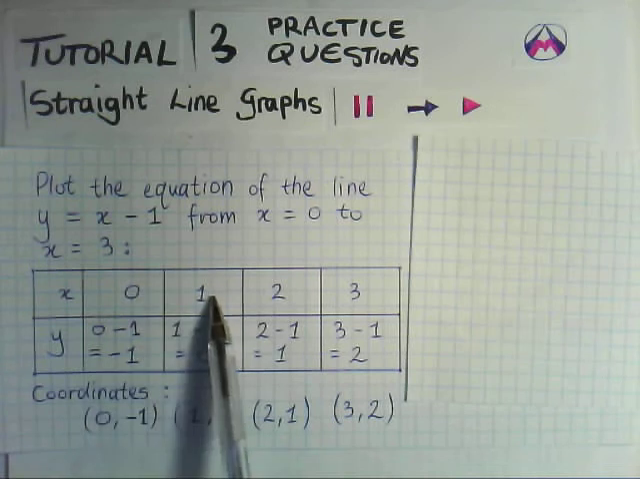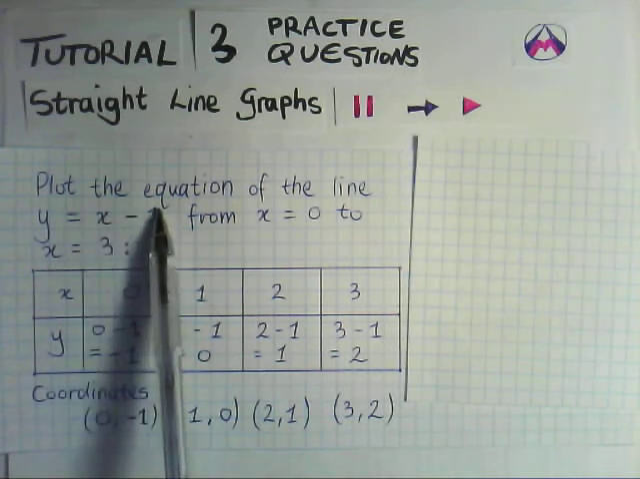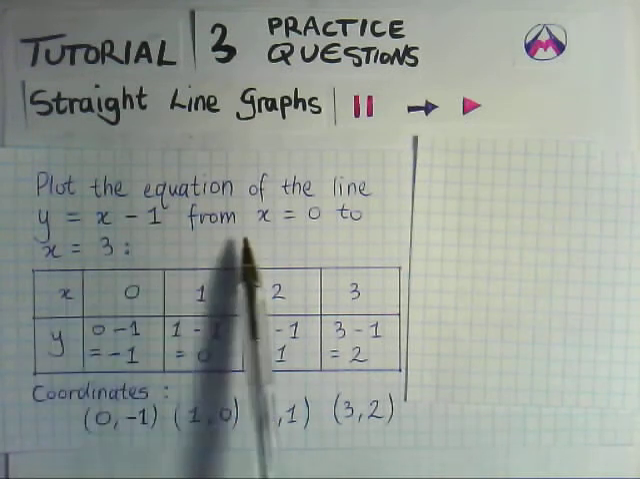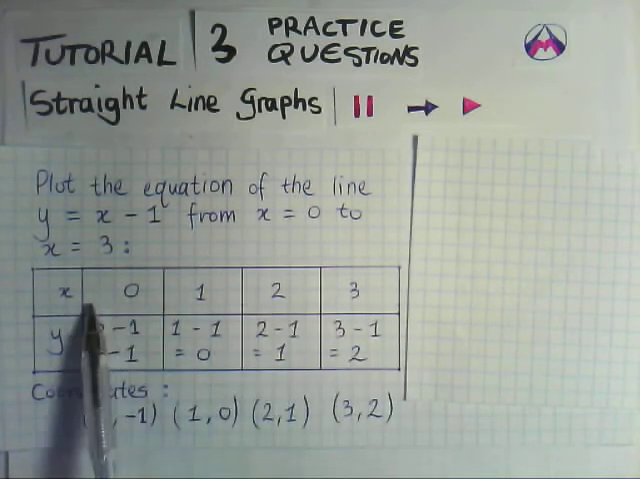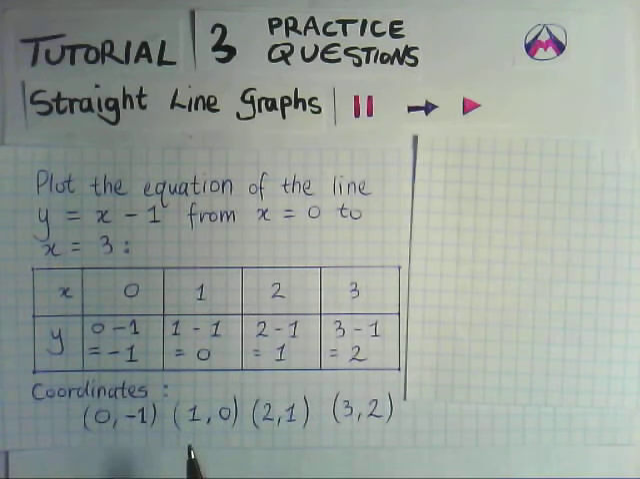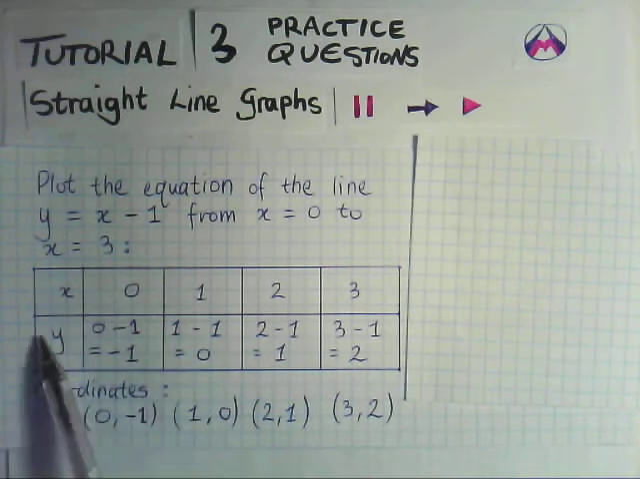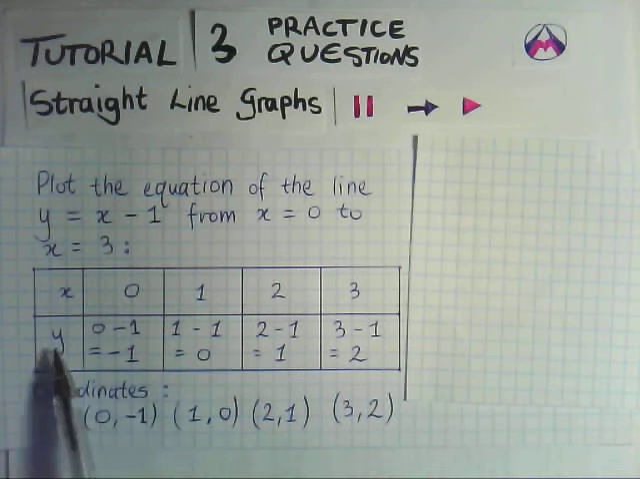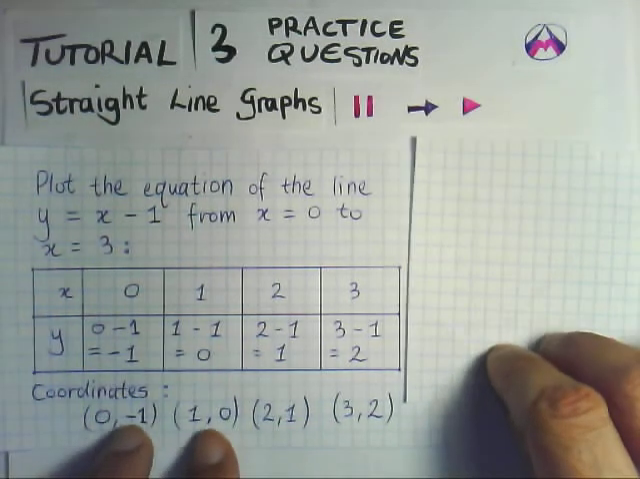Similarly, when x equals 1, we substitute this into our equation, so we get y equals 1 minus 1, which gives us 0. Now we continue this on until we have all our values between 0 and 3 in increments of 1. Now we develop these coordinates for each pair, so we know when x equals 0, y is equal to negative 1. When x equals 1, y is equal to 0. And so we develop these coordinates for each of these x values, and then what we can do is plot this on a graph and hopefully it forms a straight line.